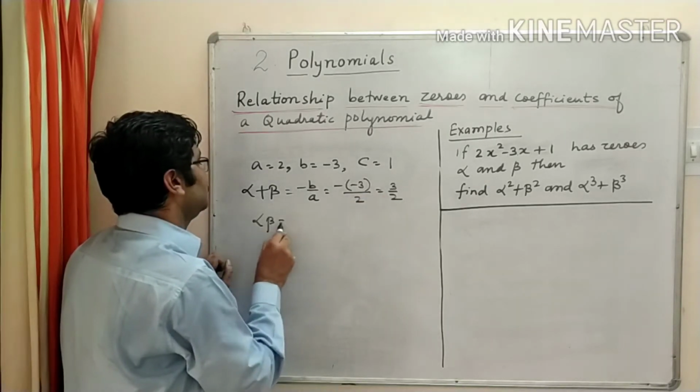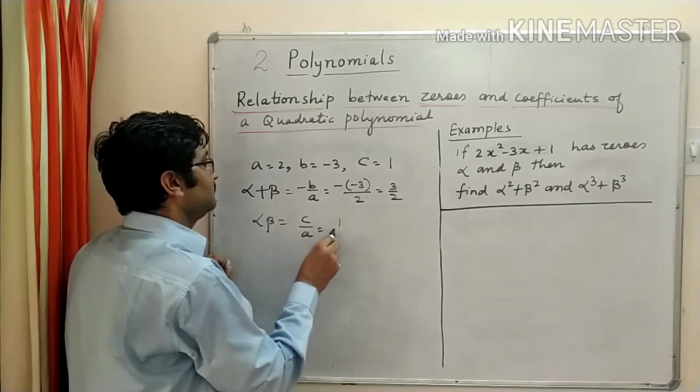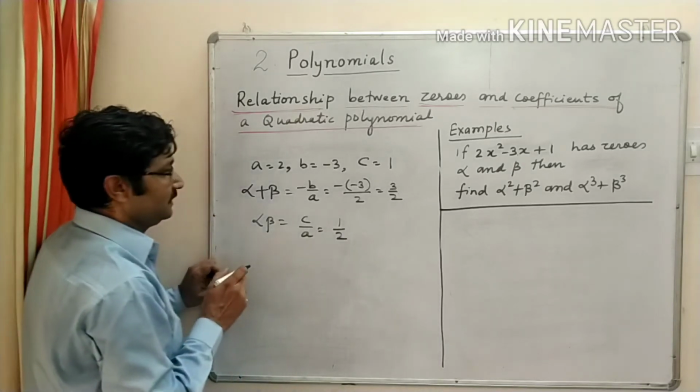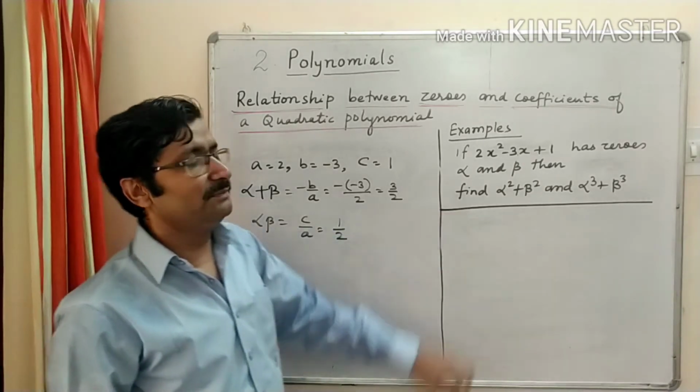Alpha into beta is c by a. c is 1 and a is 2, so you get 1 by 2. Now you have to find alpha square plus beta square.